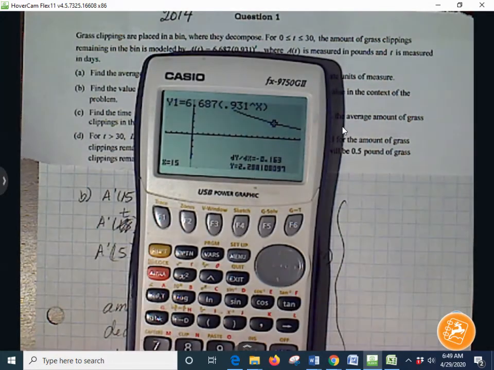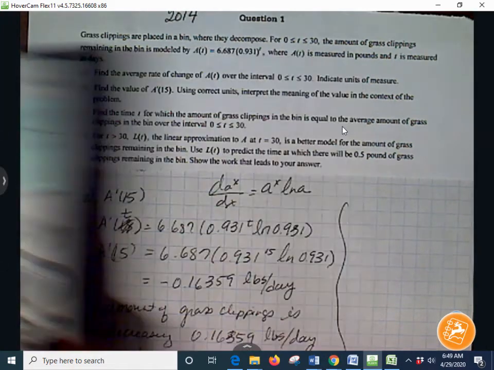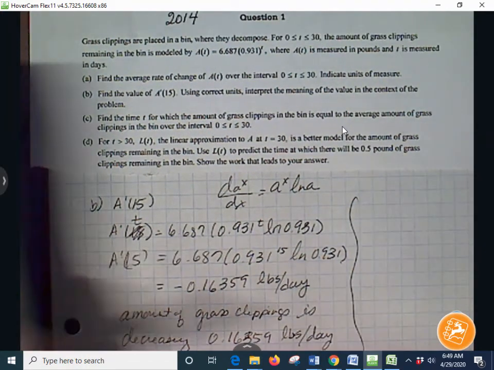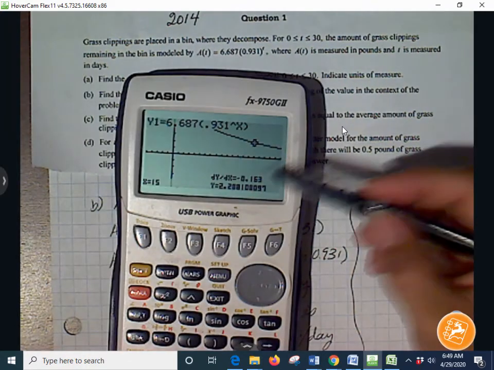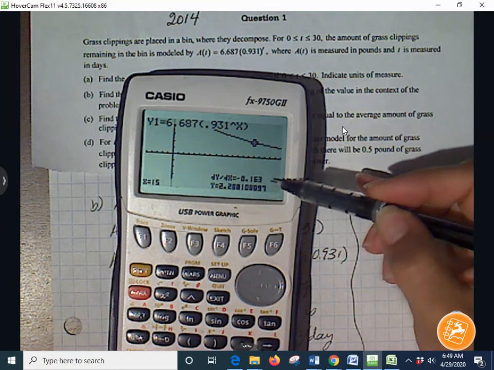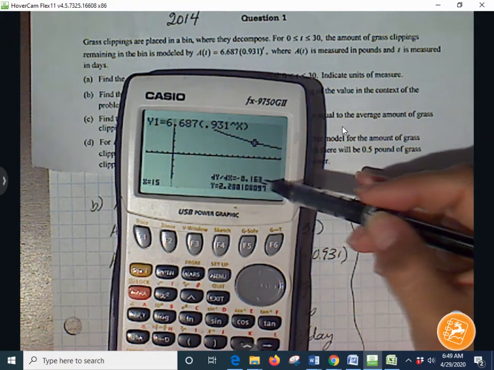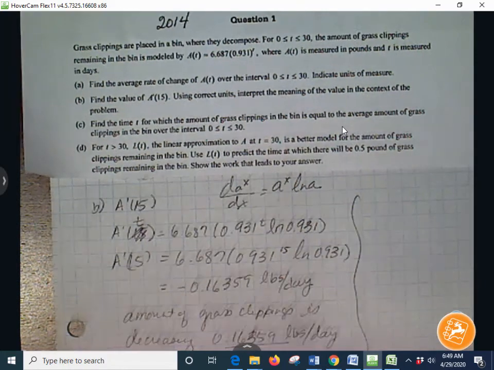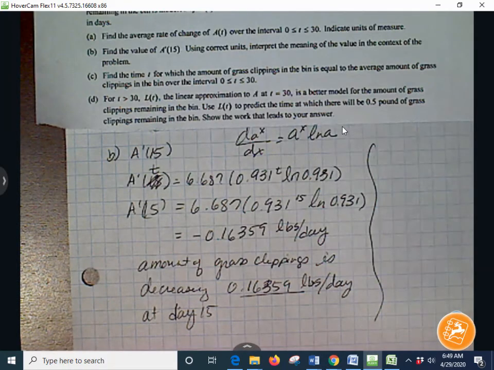On the AP test for this year, most of the problems do not require a graphing calculator, but you can have it on hand. In case you want to speed things up and not have to find the derivative, you could do that. So in any case, there is the derivative at 15. It's negative 0.163, which is basically what we have right there. Same thing. All right, part C.